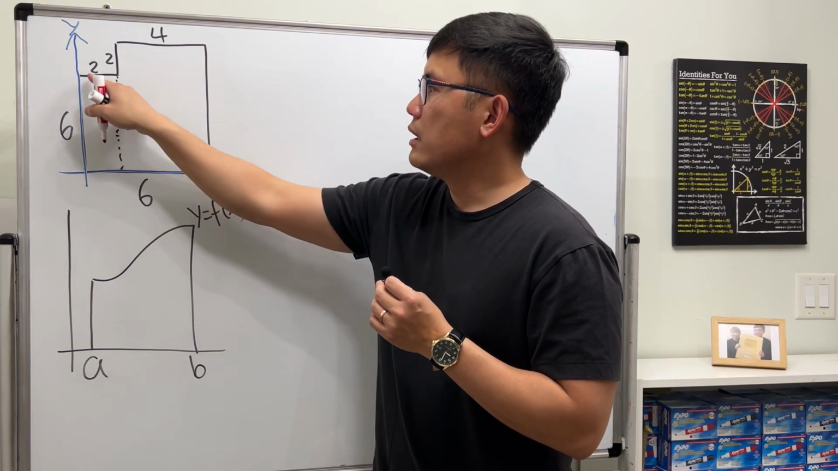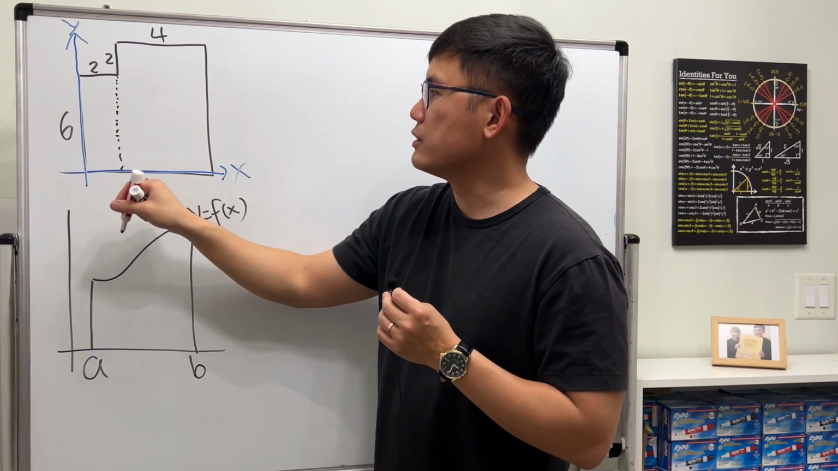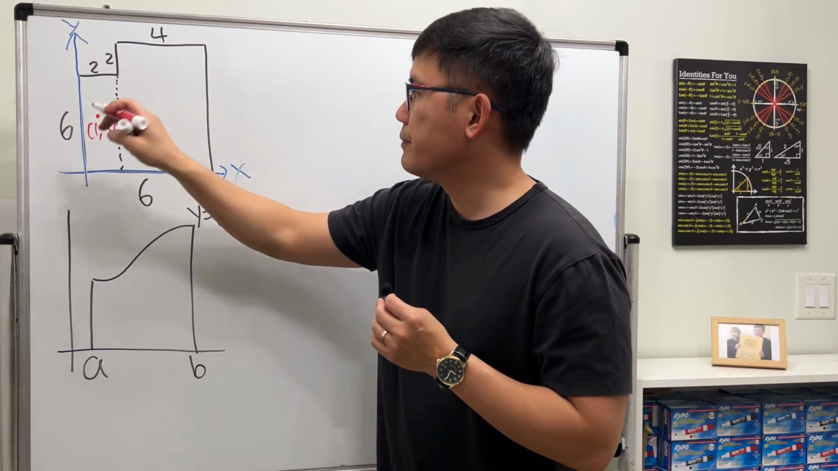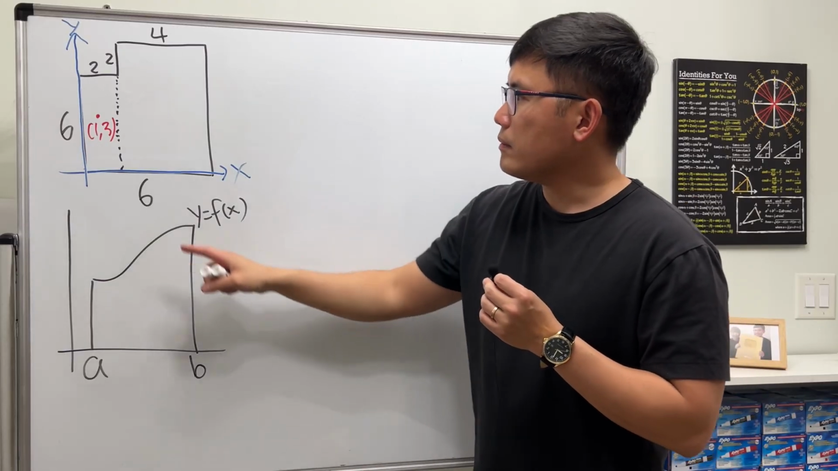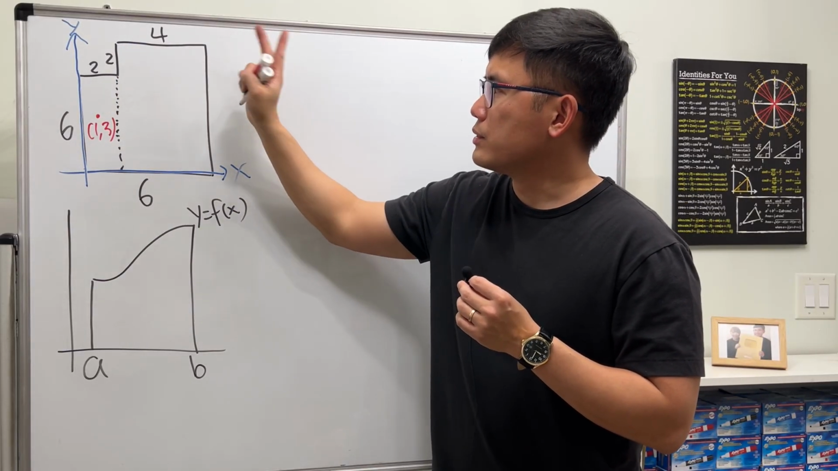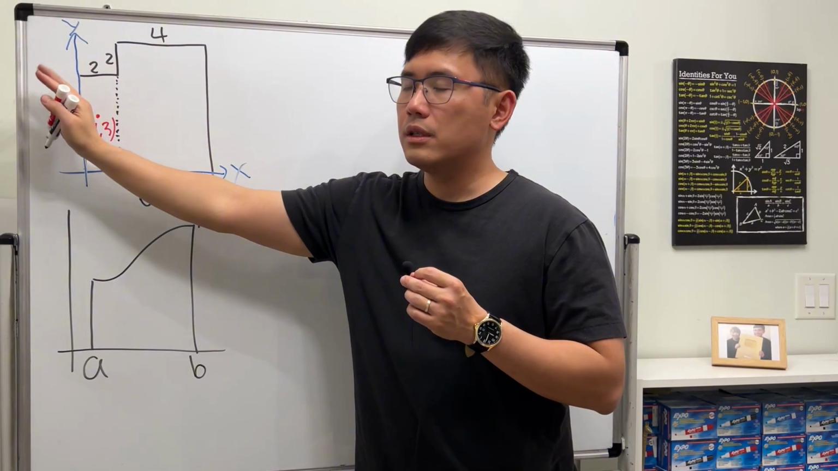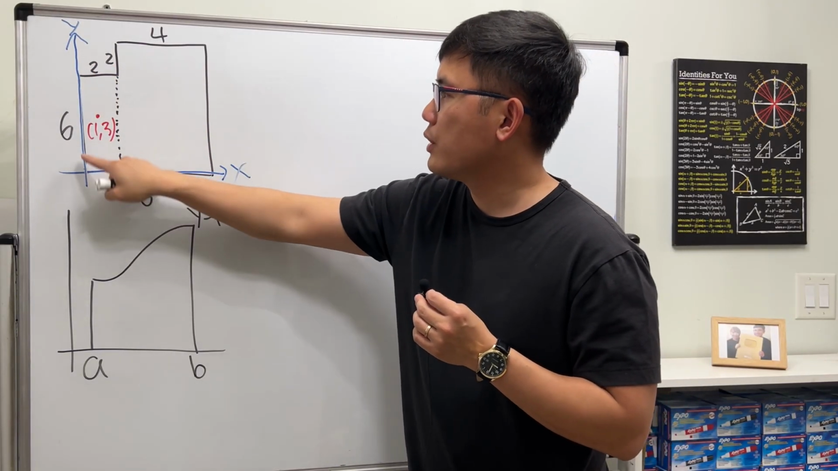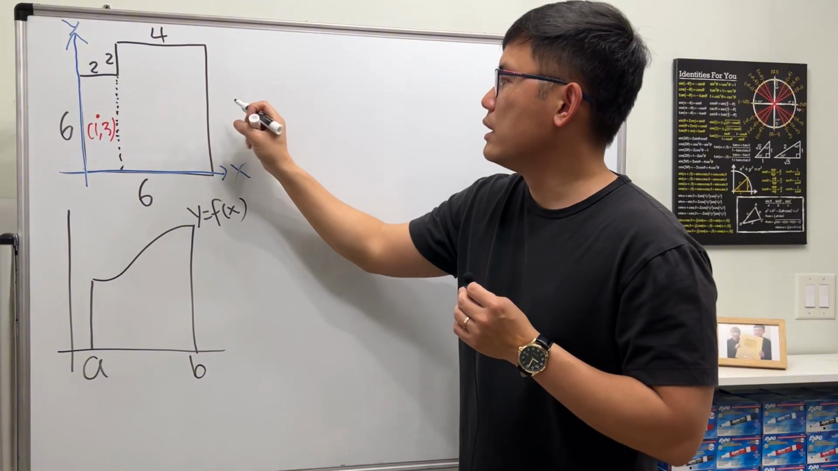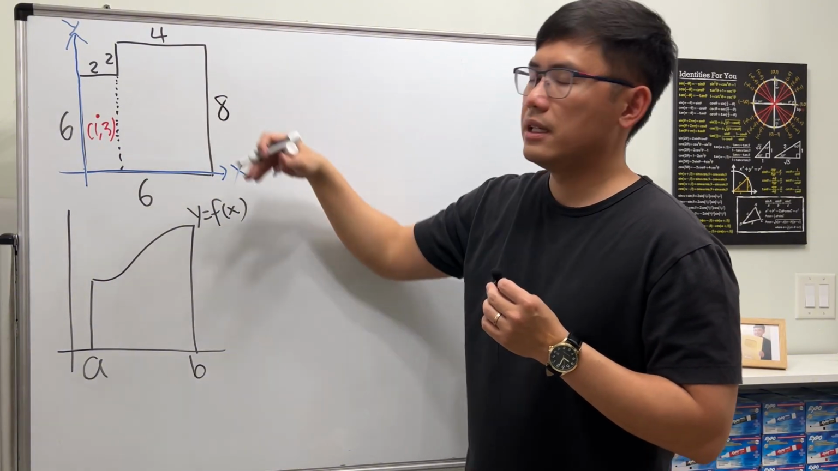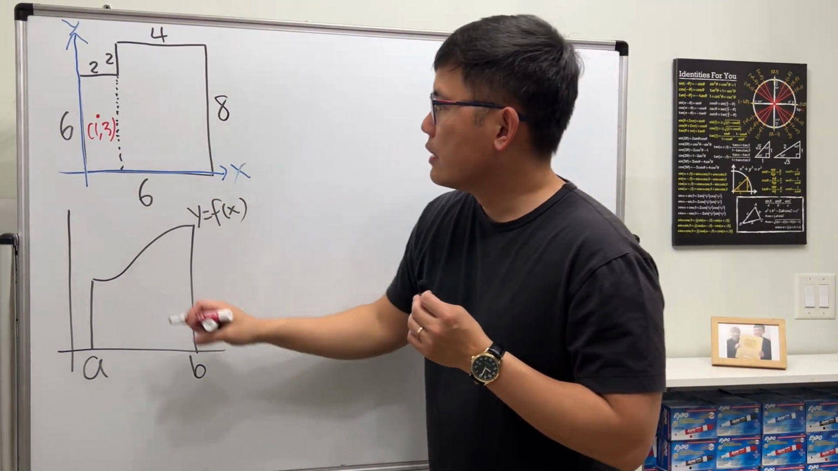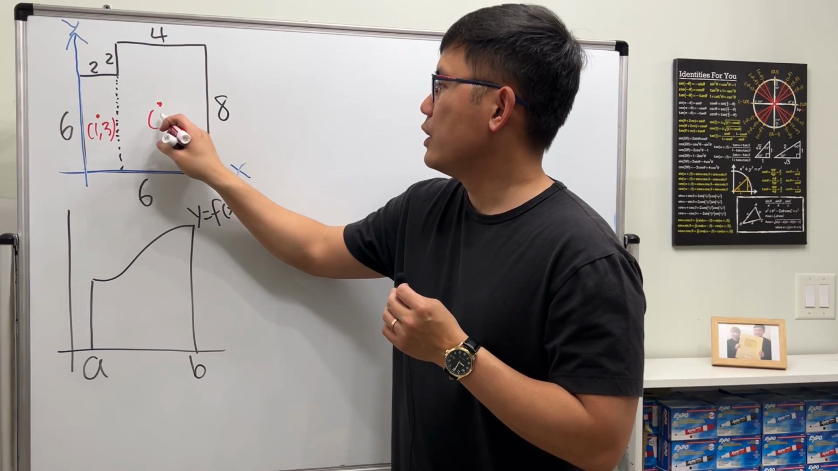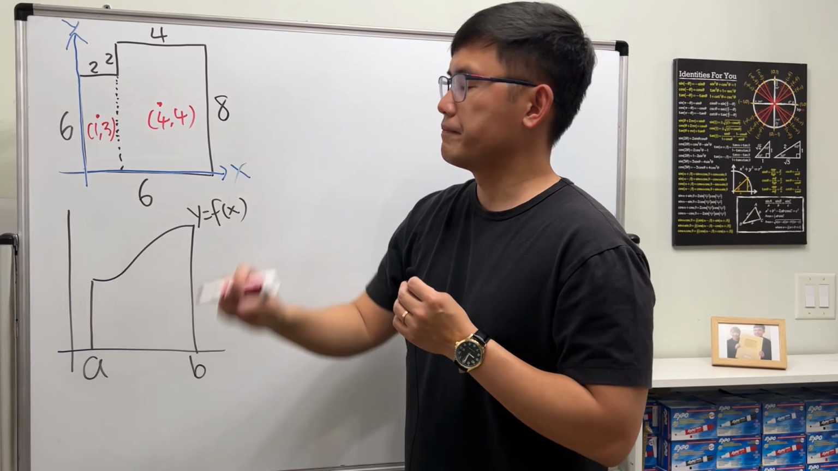For the first one, half of 2 is 1 and half of 6 is 3. So let's say somewhere here, we have (1, 3). For the next one, half of 4 is 2, but we have to come from here. So 2 plus 2 is 4. And then because from here to here is equal to 6, and then 2 more, so the whole thing is 8. Half of it is 4. So let's say it will be somewhere right here. It will be (4, 4).